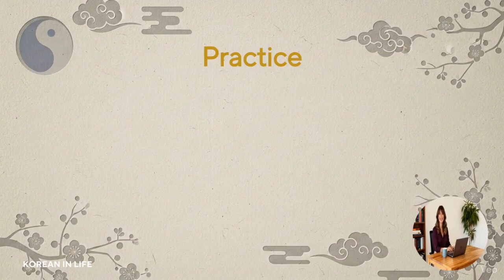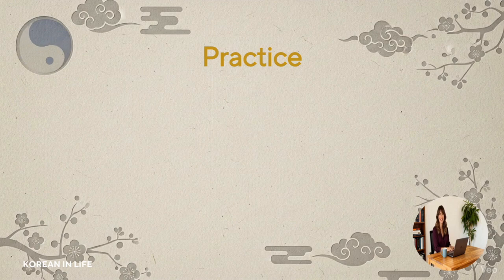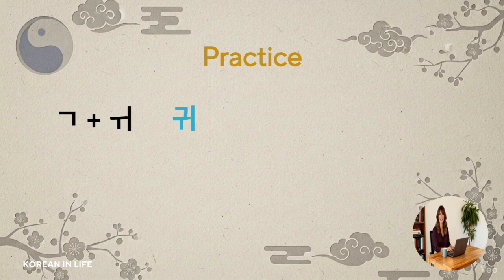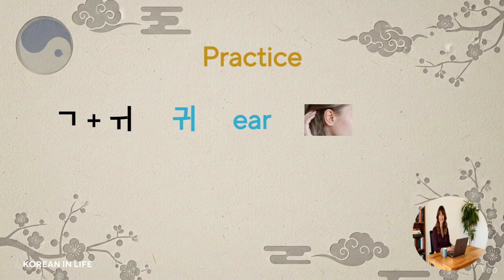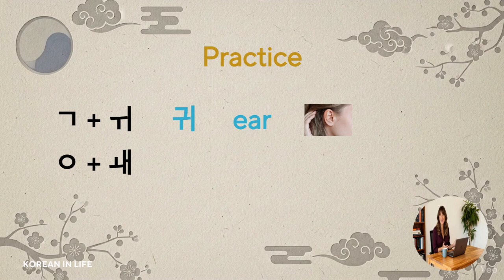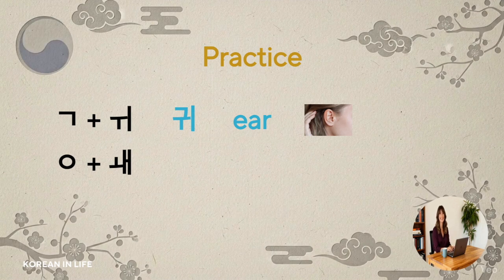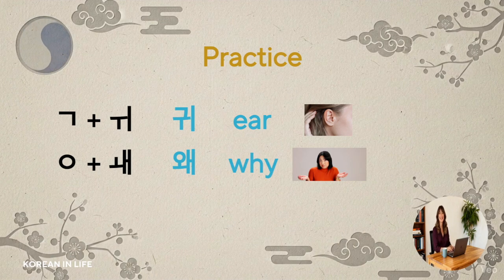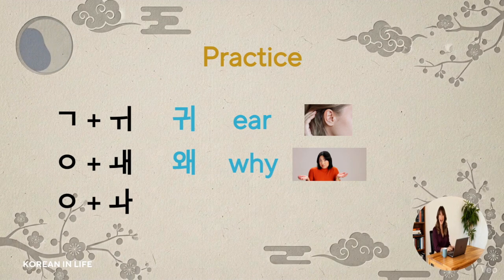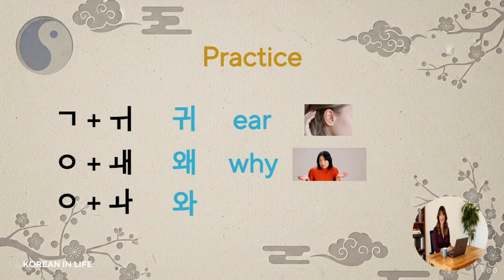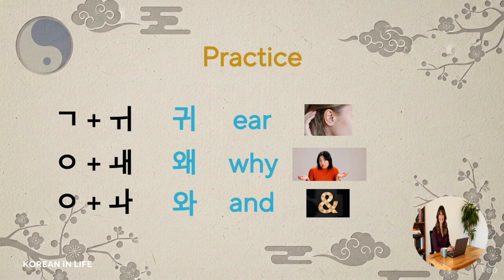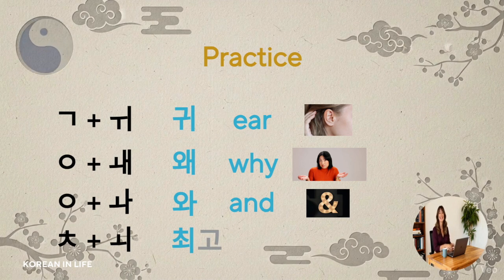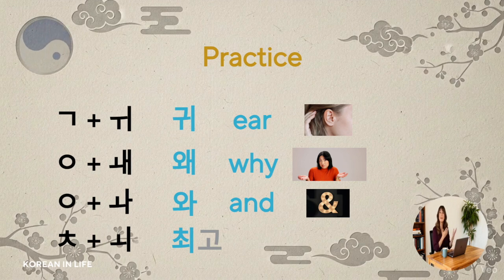Let's practice reading with these new vowels. Kiuk plus we gives us gui, which means ear. The silent iong plus wei gives us wei, meaning why. Iong plus wa gives us wa, which means and. Chiit plus wei gives us chego, meaning the best.